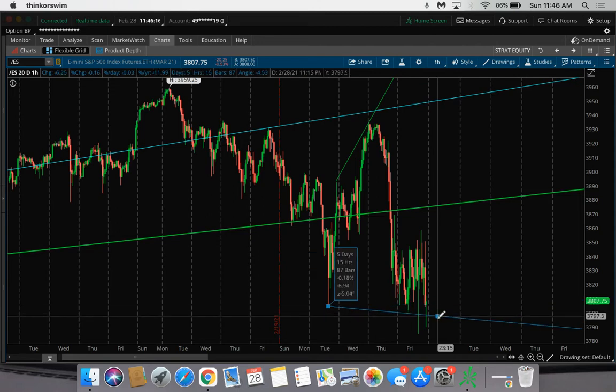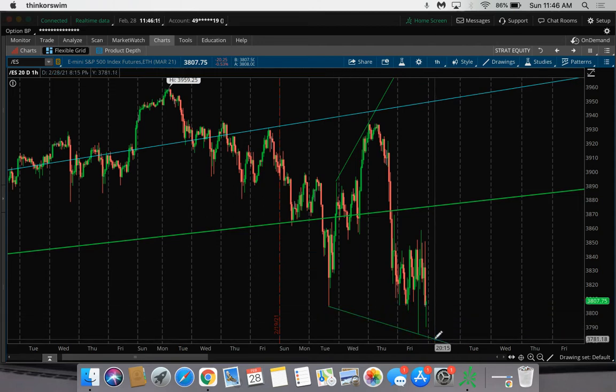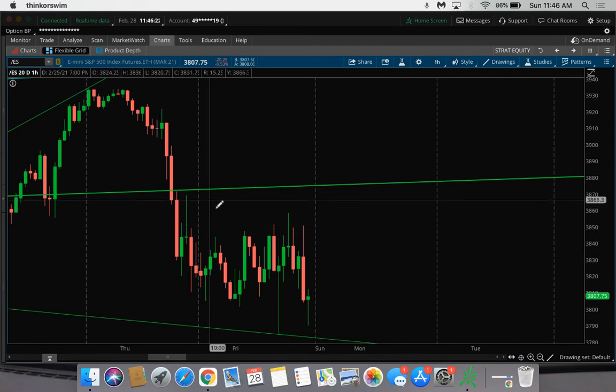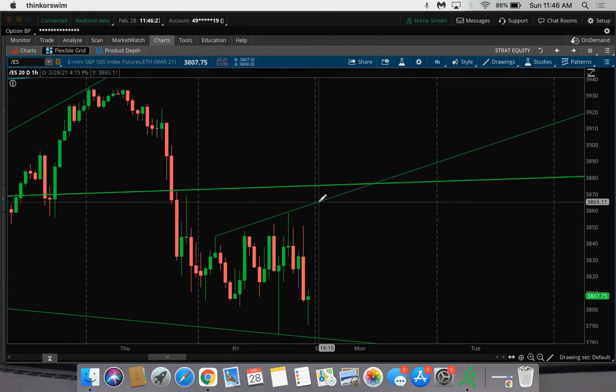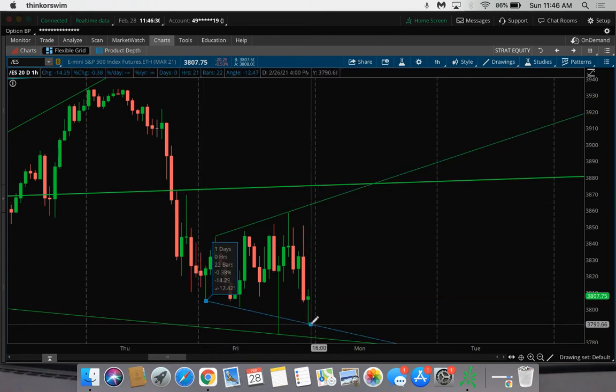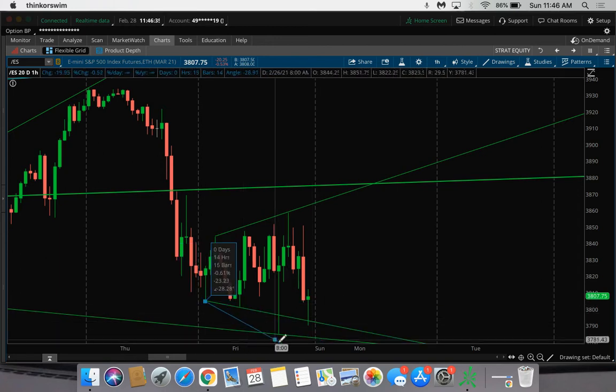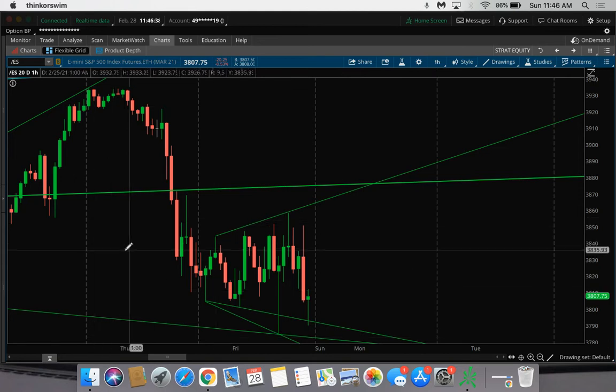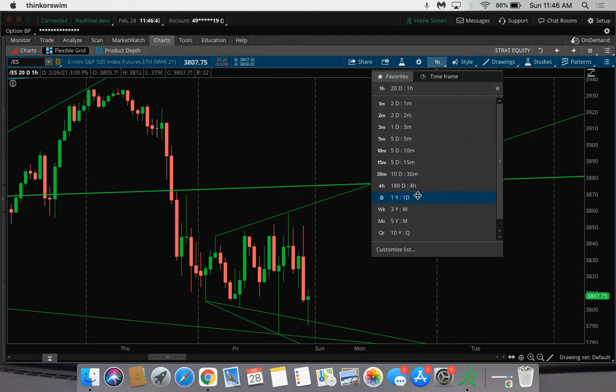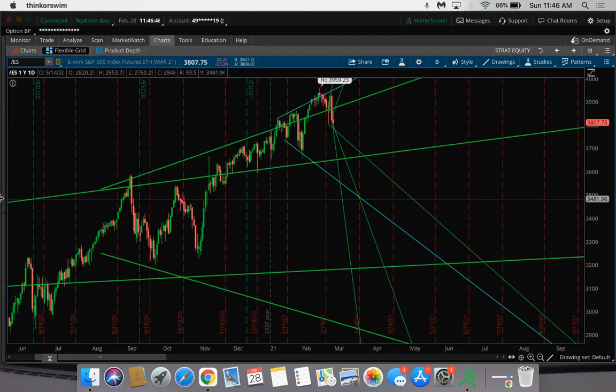Right? And then here. Boom. So this is the most recent broadening formation, and you can see when we zoom out how it fits in the great scheme of things, right? So where are we in this broadening formation series? We're kind of at the top of this triangle, right?